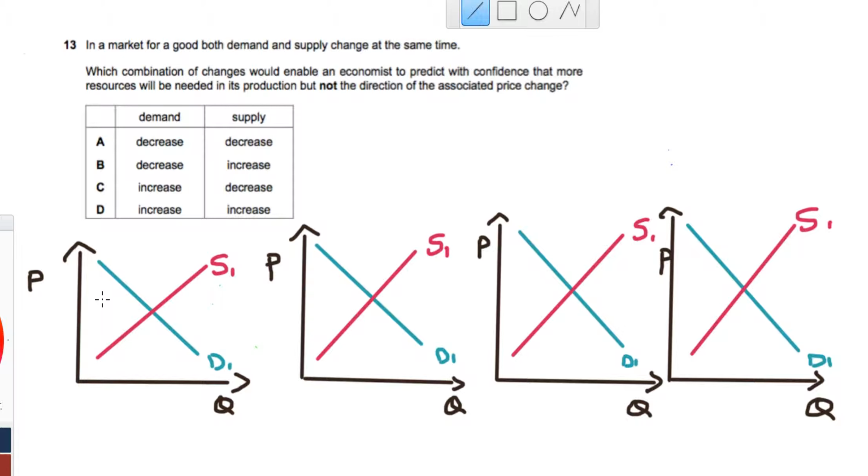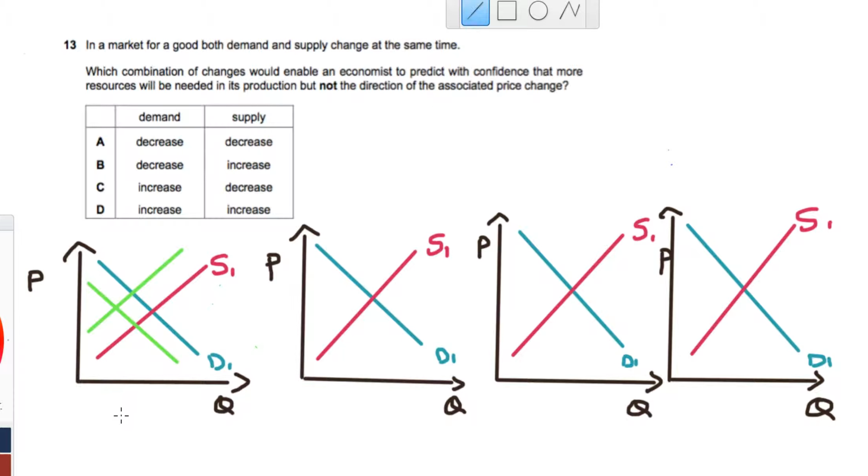So now let's look at option A. Option A, demand decreases and supply also decreases. So let's plot these. When the demand decreases, we move the curve towards the left. So this is how the demand curve will look. And the supply curve is also decreasing in option A, which means we move the supply curve to the left as well.